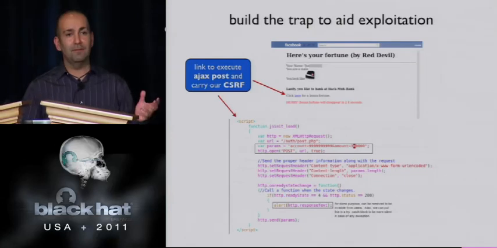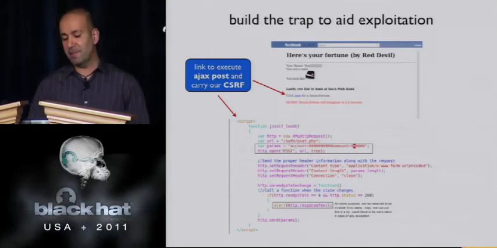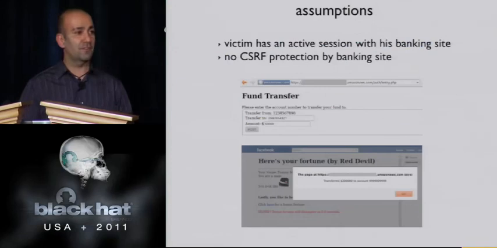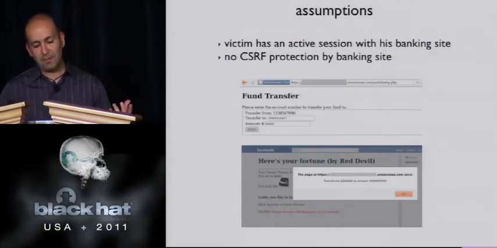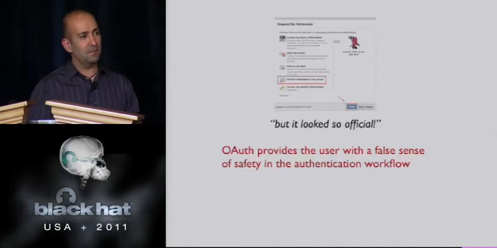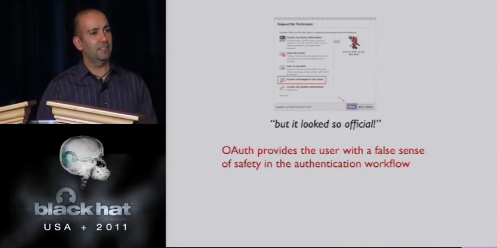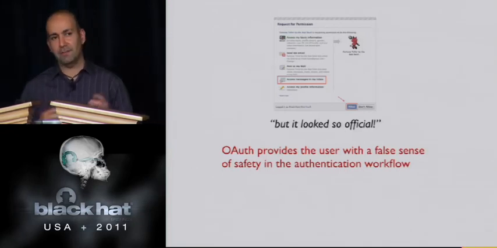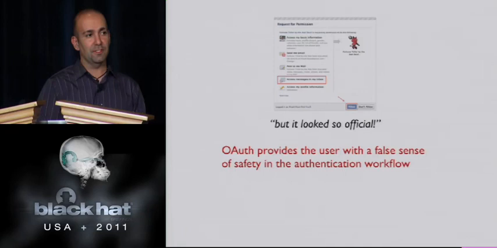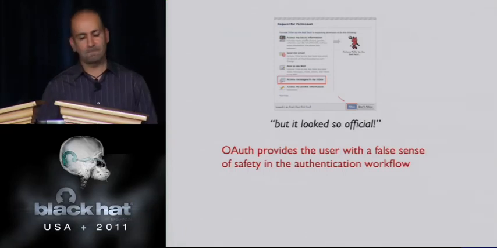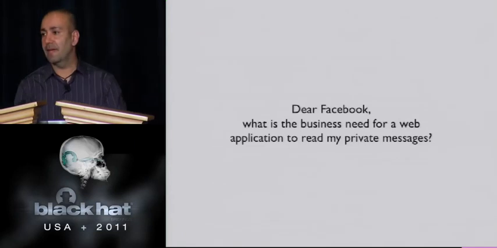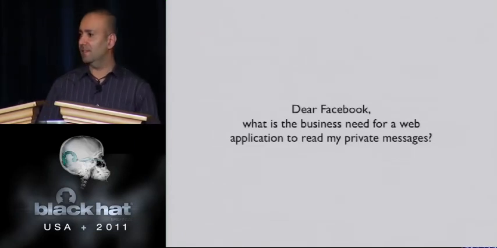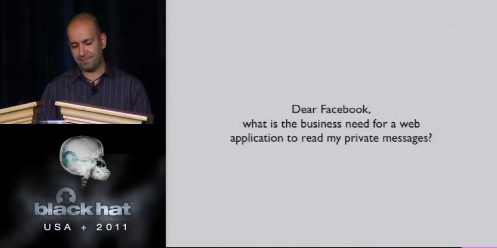Again, this is a sample banking application. It's not a real app, so we're making some assumptions that there's no CSRF protection and the user has a live session. But the point that we're trying to make here is, once again, OAuth provides the user with a false sense of security around the entire authentication and authorization workflow, because everything looks legitimate as if you were doing this in a trusted domain. And I'd like to know why Facebook would ever let a third-party web-based app read my inbox messages. That's like giving someone access to your email, I think.